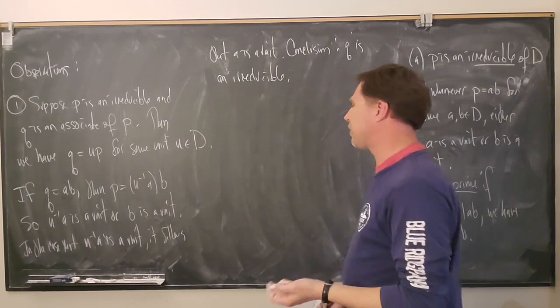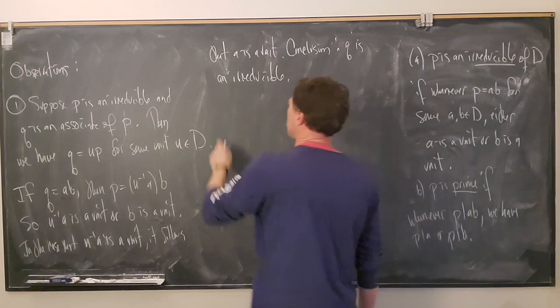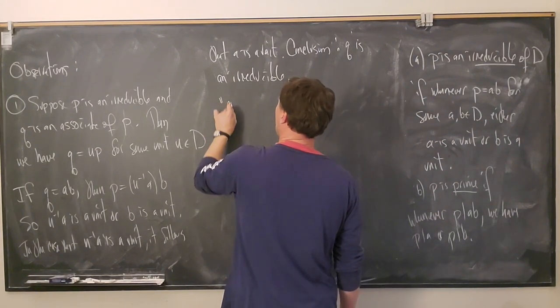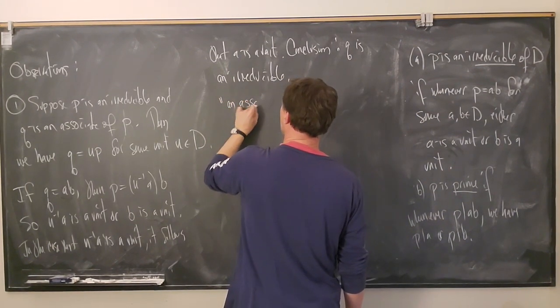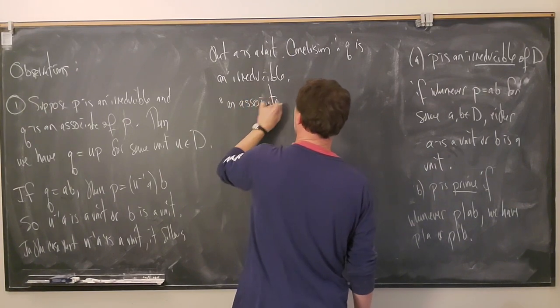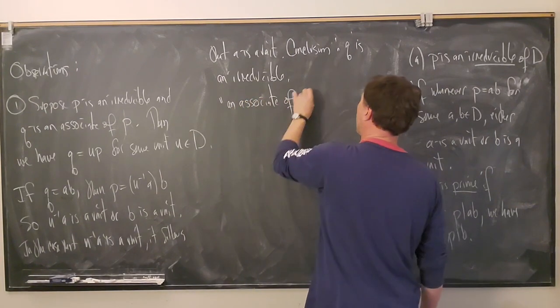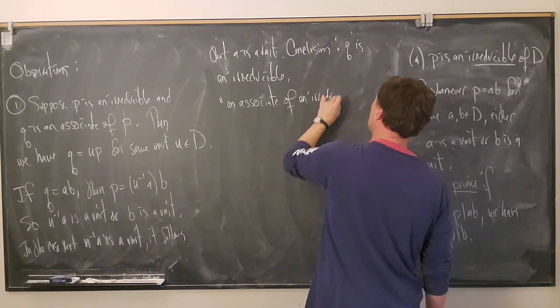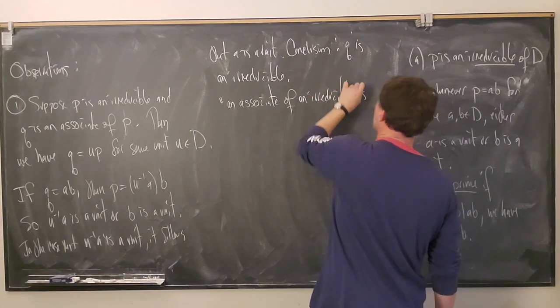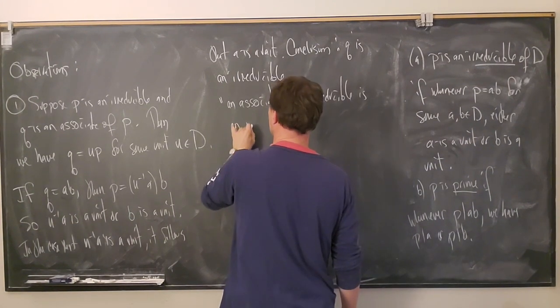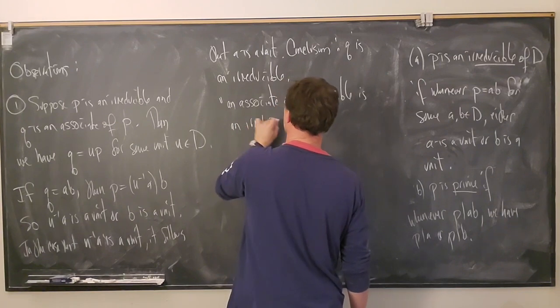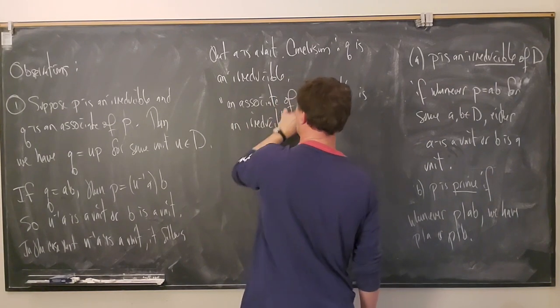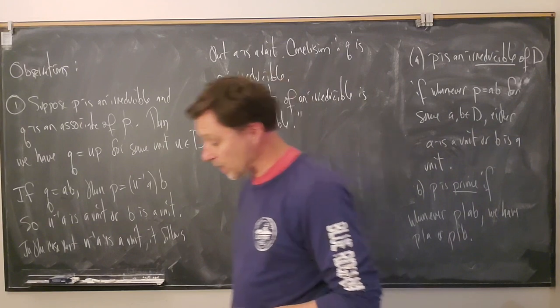So if you want to paraphrase this, what are we saying here? What we're saying is that an associate of an irreducible is an irreducible. So there's our first observation.